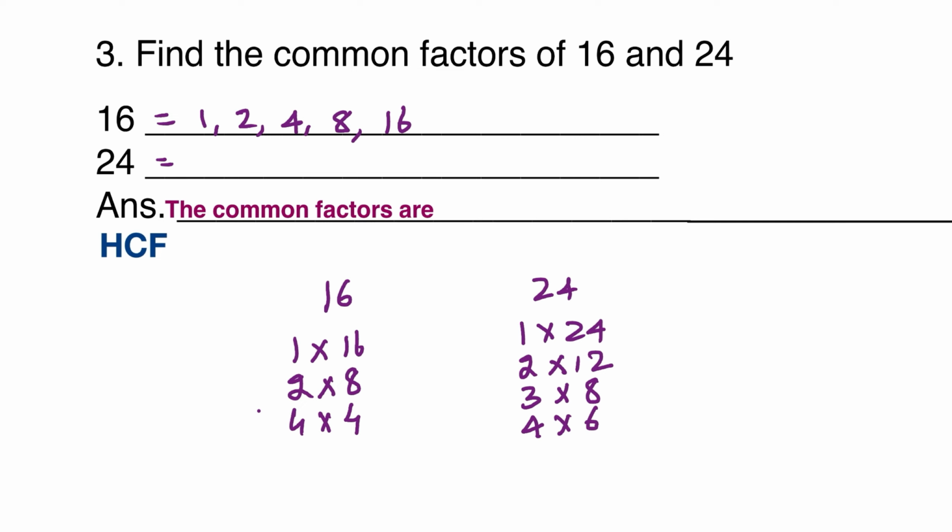So how will we write it? 1, 2, 3, 4. Always write it in the ascending order, guys, so that you don't miss out anything. 6, 8, 12 and 24.